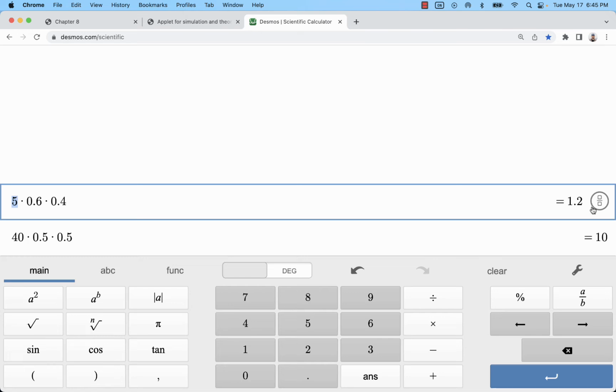So when I did 5, that wasn't big enough. This needs to be at least 10. If I bump it up to 40, that gets me close to 10, but not quite there. So for a 60-40, I'm going to have to go all the way up to 42.